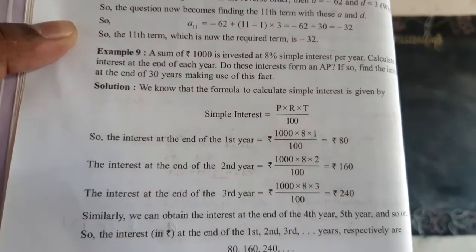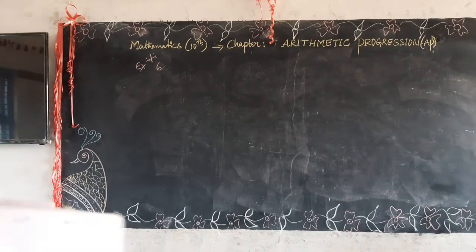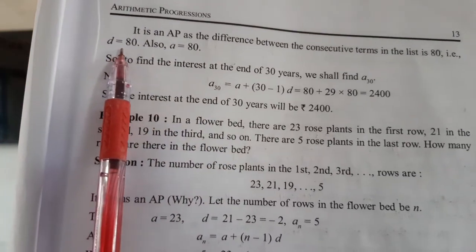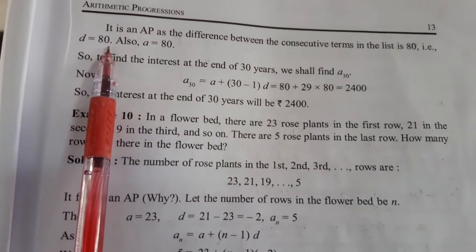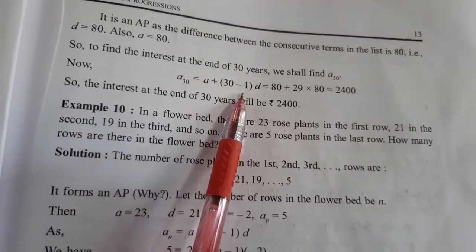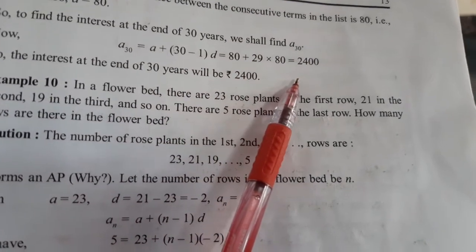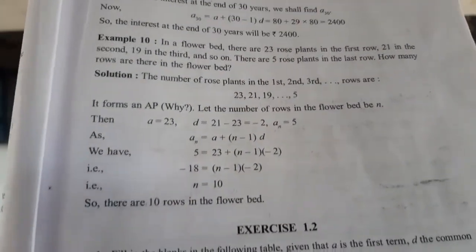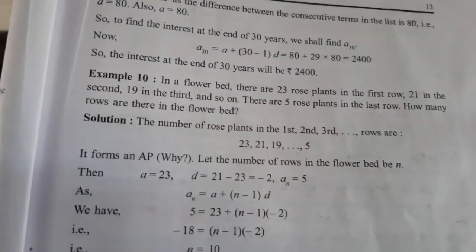Now what is the amount at the end of 30 years? Let us see. It's very simple. So we have a, that is the a value, how much? 80. The d value, how much? 80. So a30 direct formula, a plus 29d. Let us take that formula. You will get the answer, that is 2400. It's a very, very simple problem, children. Okay?